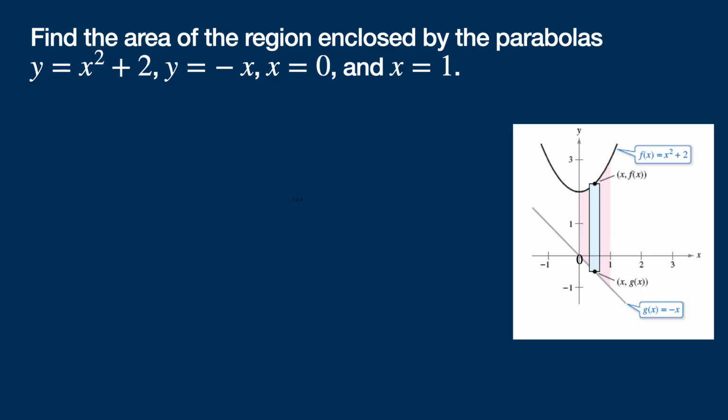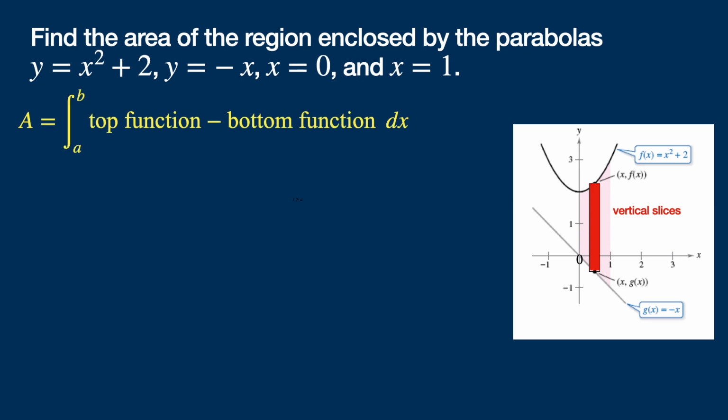Guys, look at this. That's a vertical slice, so we have vertical slices. The area is going to be the integral from a to b, an interval of x, of the top function minus the bottom function. The interval is 0 to 1. That's the interval of x. The top function is x squared plus 2. The bottom function is negative x.